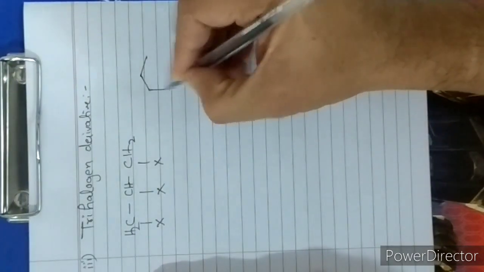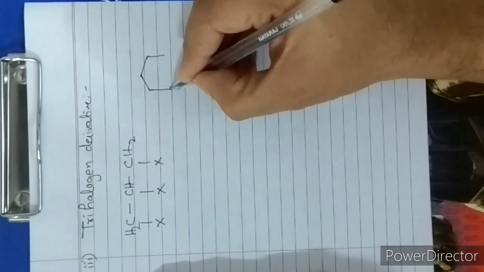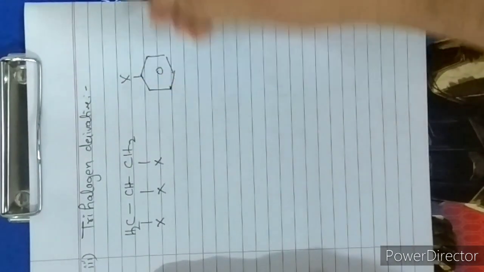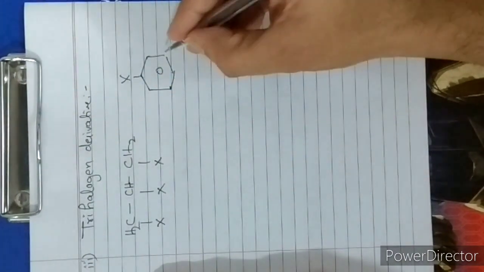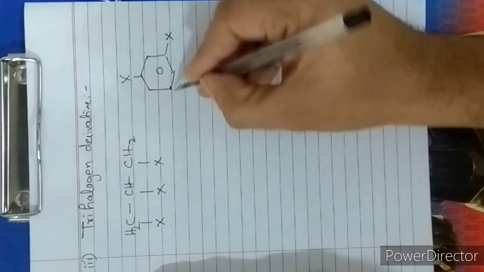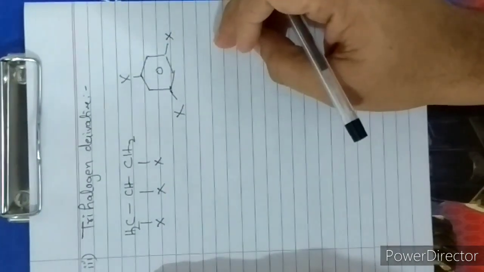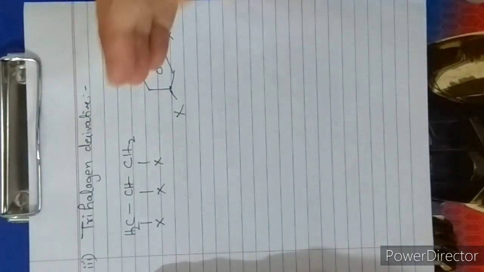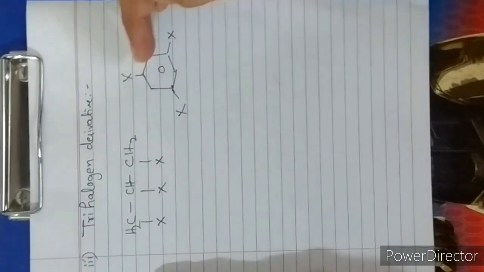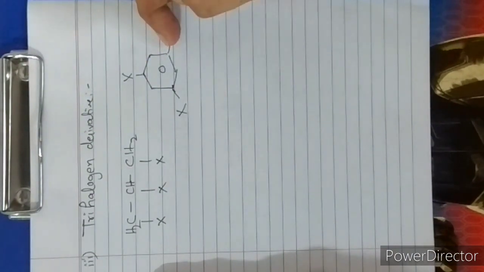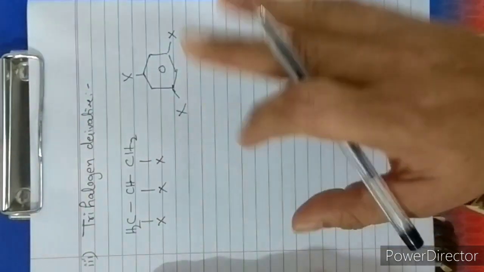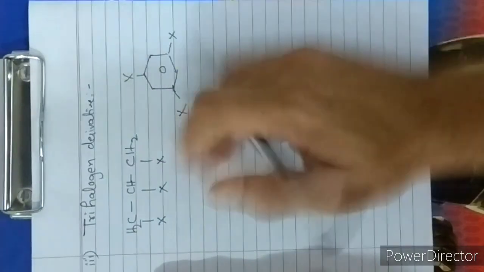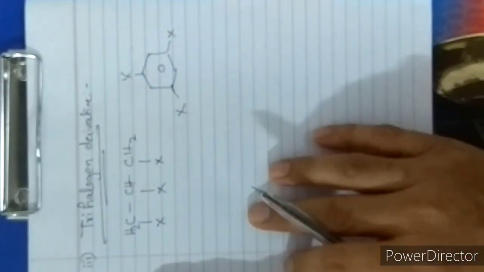Or I take one benzene. Here again I am attaching 3 halogens, right? One here, one here, one here. Okay, not necessarily one after the other. One can be here, second can be here, third can be here, right? It can be attached anywhere. Since in this compound 3 halogens are attached, it is a trihalogen derivative.